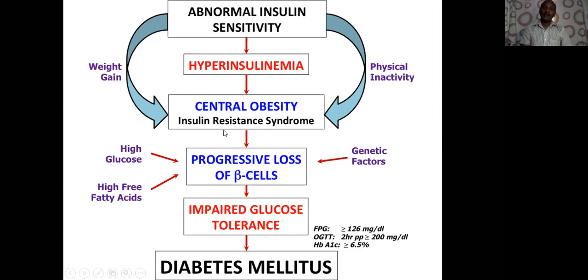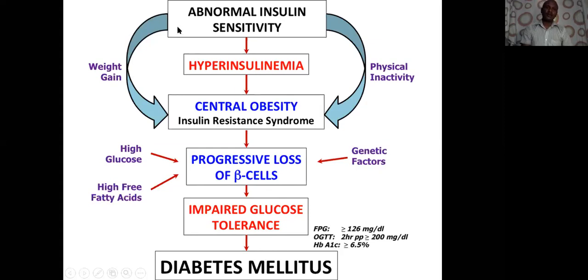And then you will have the progressive loss of beta cells, and impaired glucose tolerance. This can be genetic, mainly a genetic factor, or autoimmune disease, or it can be high glucose levels or high free fatty acids that cause the progressive loss of beta cells and impaired glucose tolerance. And finally, we'll have diabetes mellitus.